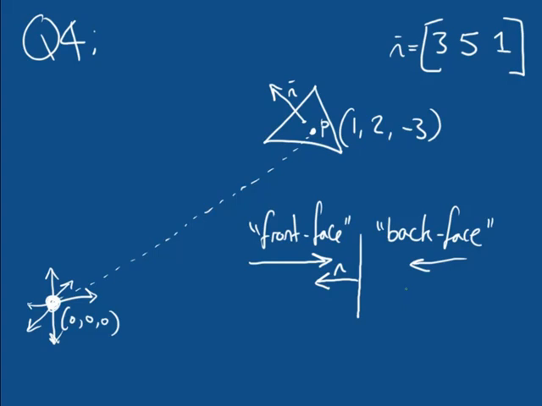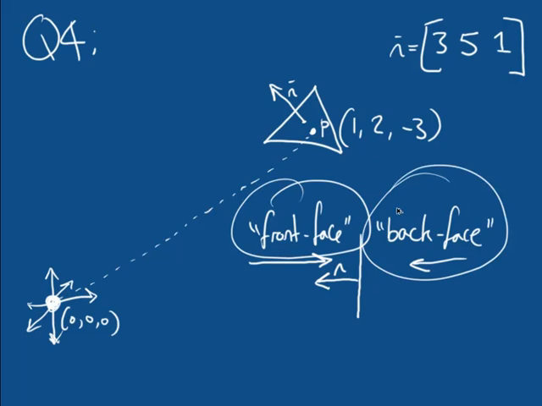So what I'd like you to answer is, given that we know our camera's sat here at the origin and it's looking at this point, the point 1, 2, minus 3, and that point is sharing that surface normal 3, 5, 1, are we looking at the front face or the back face of the polygon?